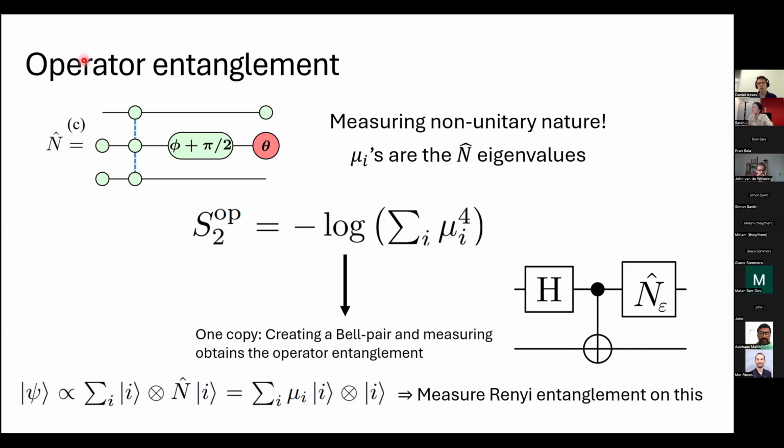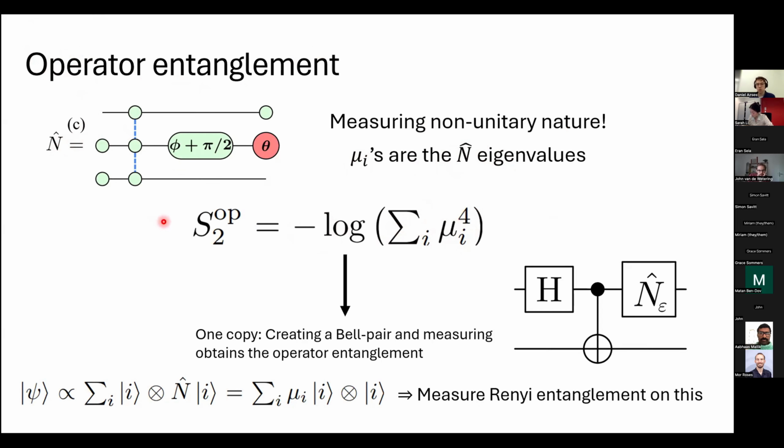So here we used a notion that is called operator entanglement, which means that you take the eigenvalues of N with some normalizations, which are called here mu i's. You just take minus log of the sum of mu i's to the fourth power. If you take the second power, you end up with some normalization things, so you need the fourth power. Now, how can we measure this kind of quantity?